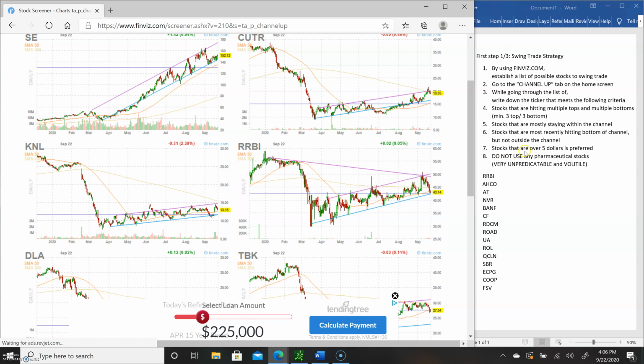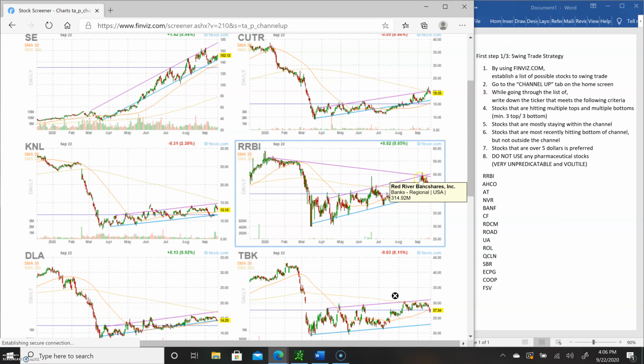Next, stocks that are over $5. You don't really want to mess with anything too low. They tend to be a lot more volatile and a lot more risk. So this one's $43. This is a good start. Do not use any pharmaceutical stocks. Those are also very unpredictable and volatile.